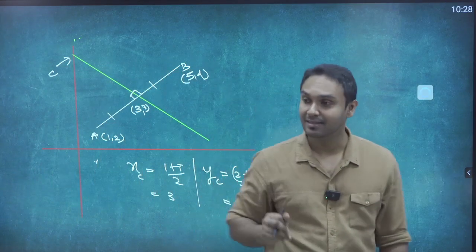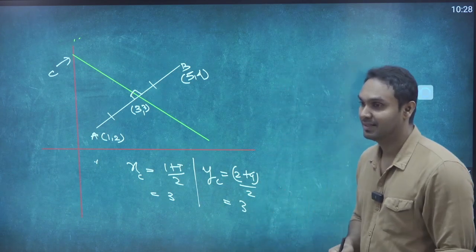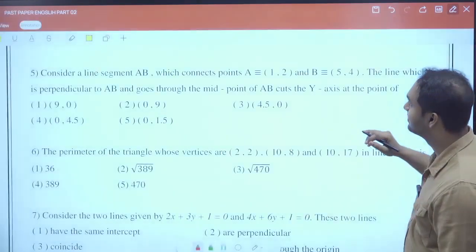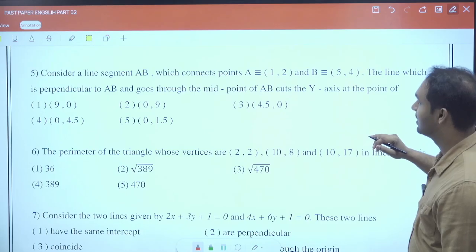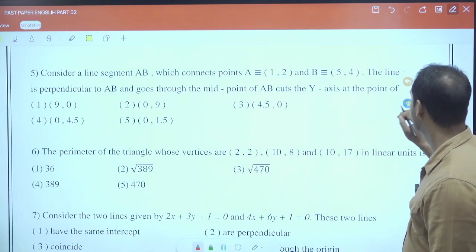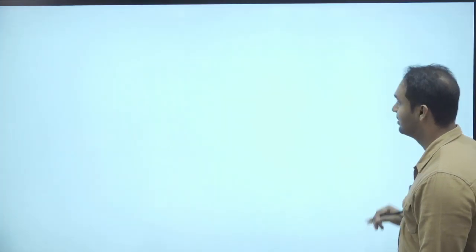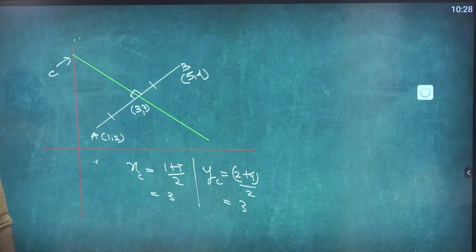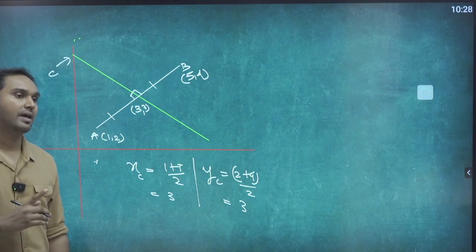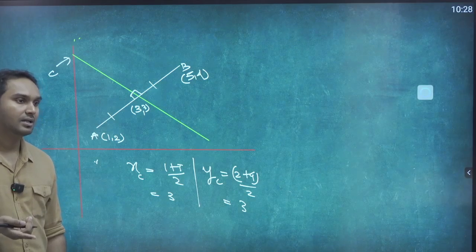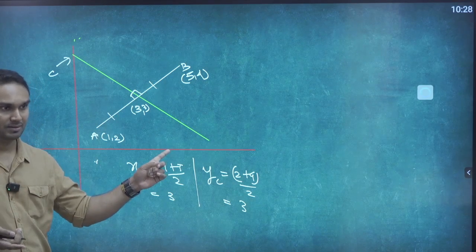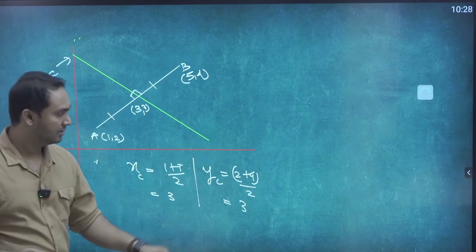How do you find the gradient? Equation. Is the gradient given? No, right? You have to find the gradient of this equation first, and the minus reciprocal of that will be the gradient of this one. Do you understand it? Now the first step is done. This is the first step.